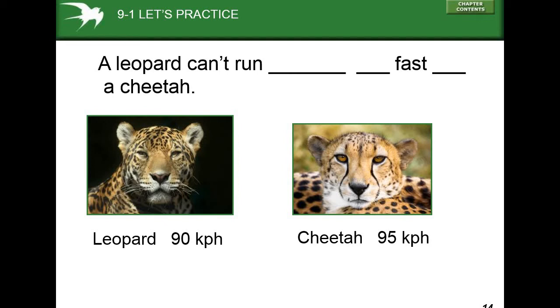Now here we see another example before you. A leopard can't run dash dash fast dash a cheetah. Why? Because here the same pictures are there. Leopard 90 km per hour, cheetah 95 km per hour. A leopard can't run dash dash fast dash a cheetah. Can you guess the answer, children? Those who know the answer can unmute your mic and tell me.